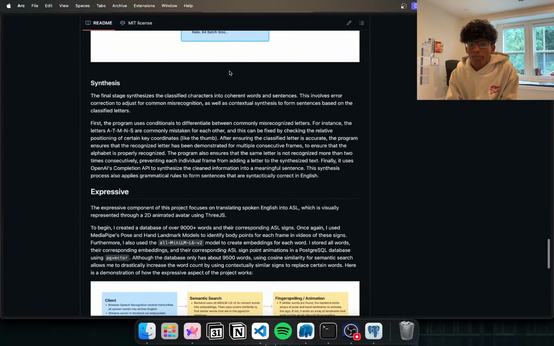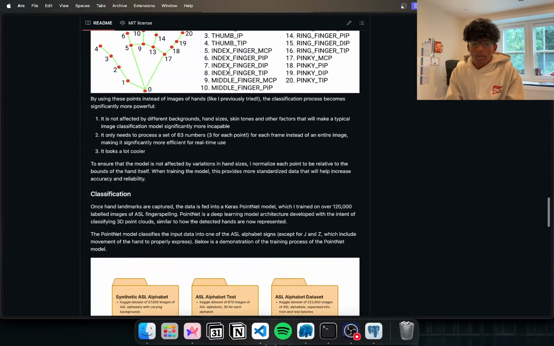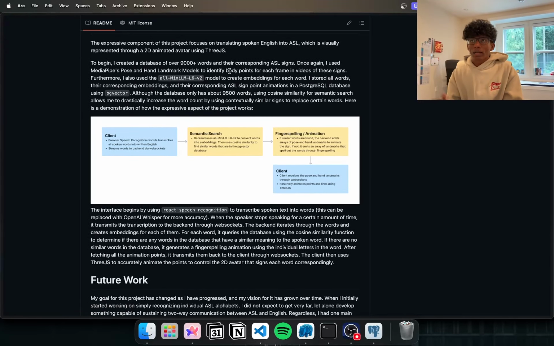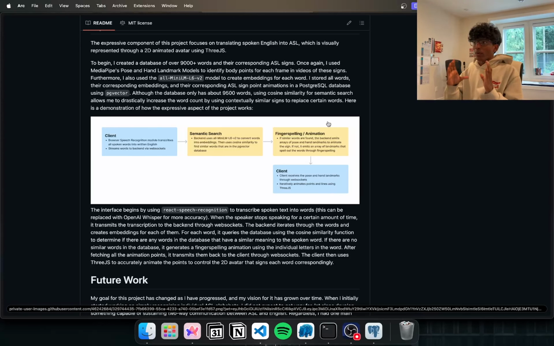And finally, for the receptive part, basically what I did was I downloaded about 9,500 words, and this was my initial dataset of all the words that my ASL avatar could sign. So when I speak, it transcribes my speech into text using a normal speech to text service, and then it signs these words out exactly as they are.